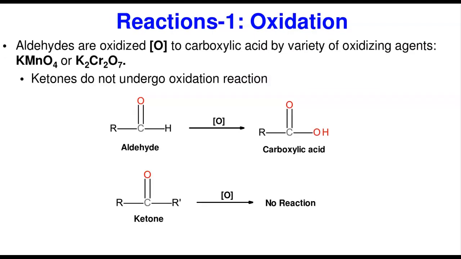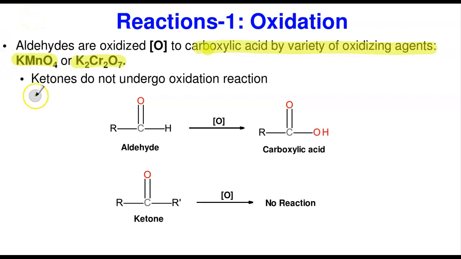Let's see. Oxidation reaction. Now, it's important we know this. Remember, these reactions are usually what you use in doing qualitative analysis or trying to separate one class of compound from another. So what is the difference between the aldehydes and ketones oxidation reaction? Aldehydes are oxidized to carboxylic acids by a variety of oxidizing agents such as potassium permanganate or potassium dichromate. Now, look at the difference.